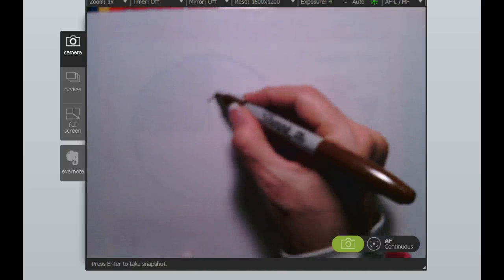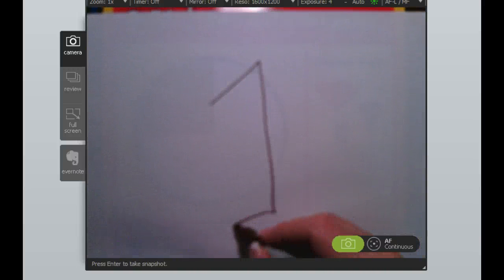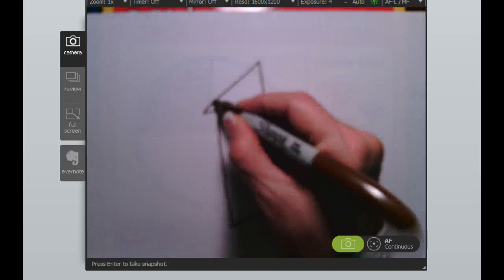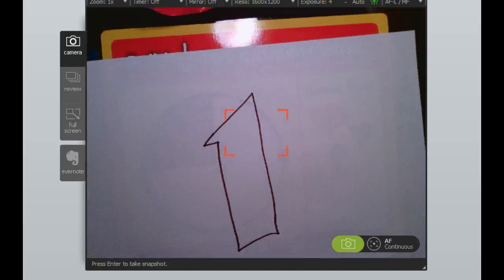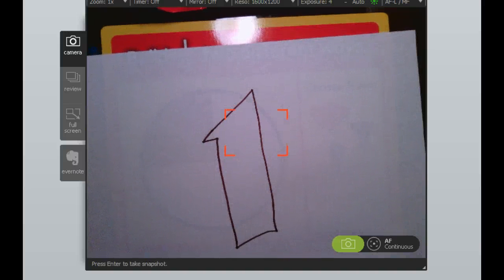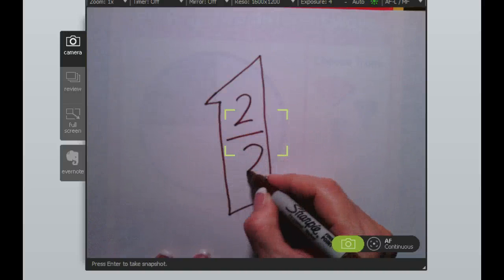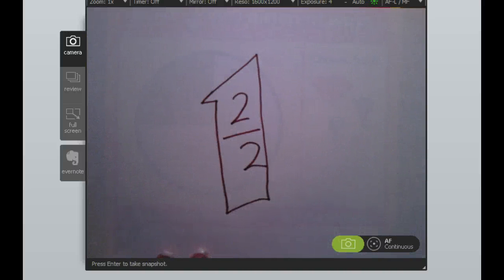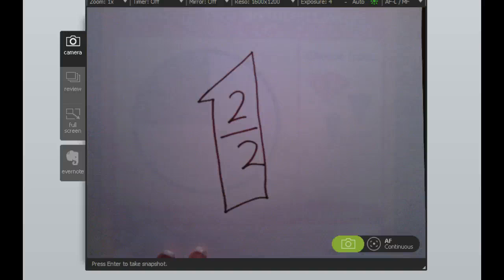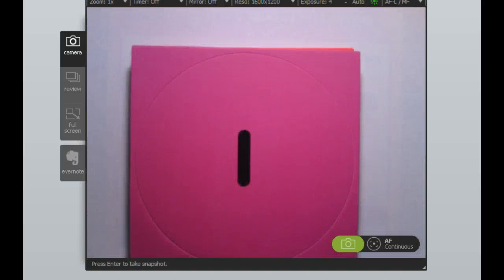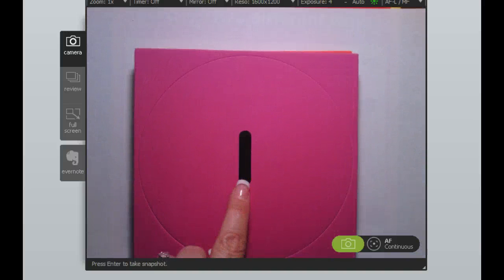Now remember that fractions are numbers. And if we have a fraction that is equal to 1, that simply means that the numerator and the denominator are the same. 2 over 2 is the same as 1. So let's look at these fraction circles here. I have one whole circle.